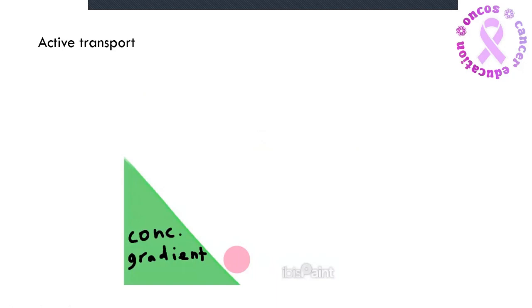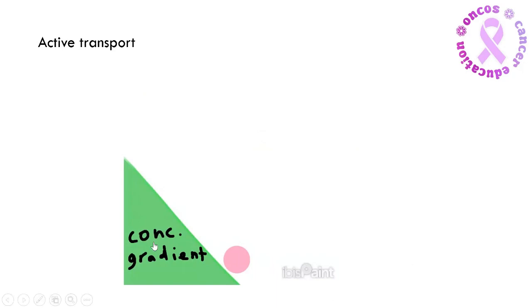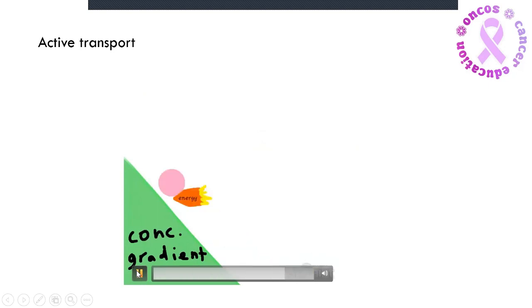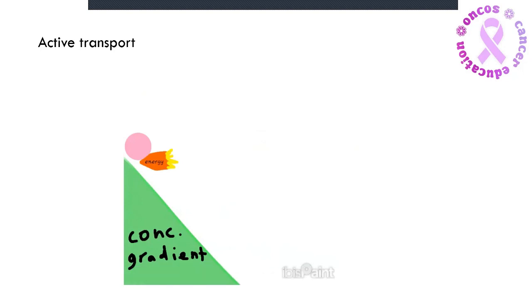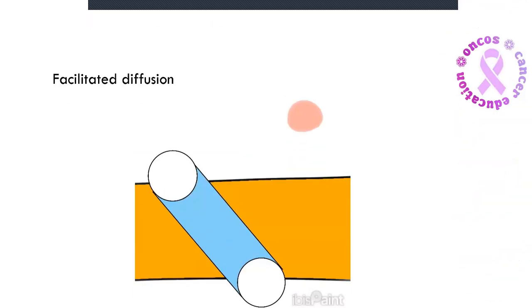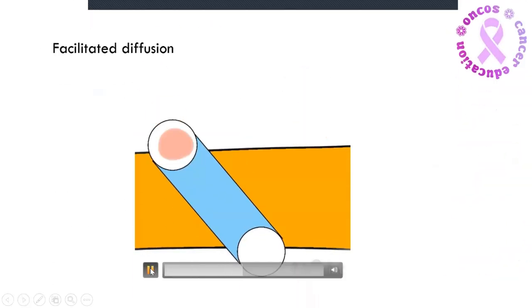So the substrate is originally at a region of low concentration, and then we give it energy through ATP, and then like a rocket, it sort of pushes the ball up. It's like a car engine, it just gives the energy needed to get you up a hill. So facilitated diffusion. So here's the interesting part.